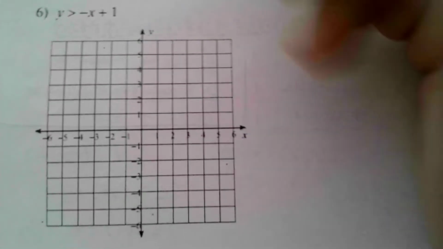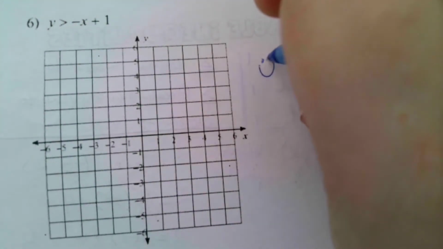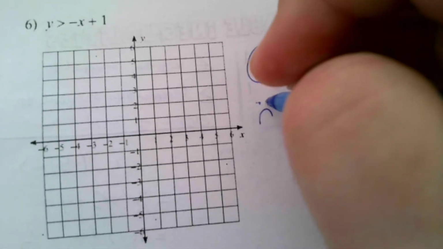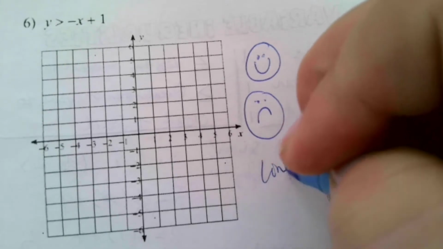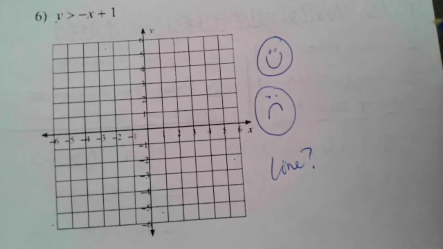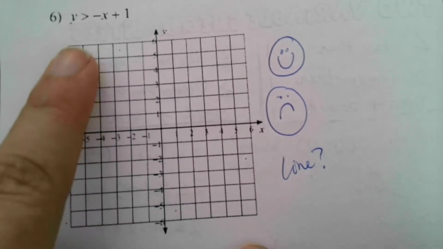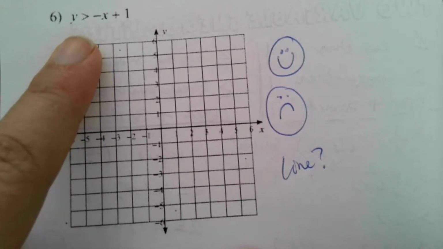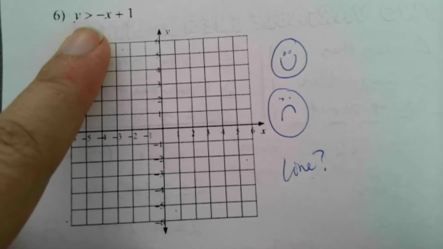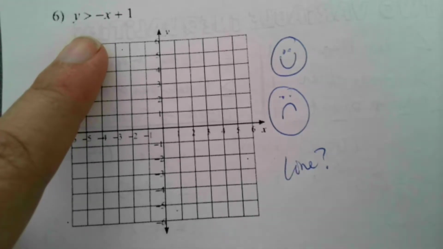Okay, again, I want you to tell me a happy face, a frowny face, and if I can use the line. Okay? Let's start with the easiest one. I don't even need to graph it yet. Can I use the line? Yeah. Wait. Is there an underline on that? Is there an equal to on that? So we can't use the line.